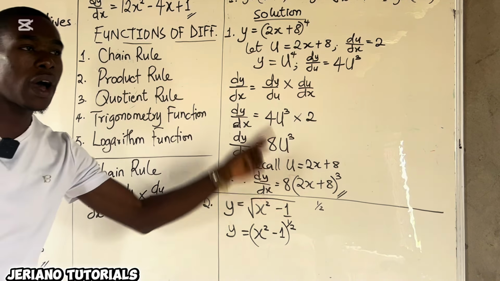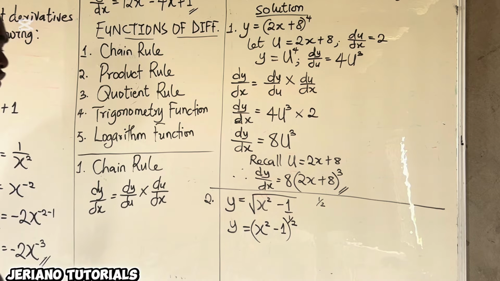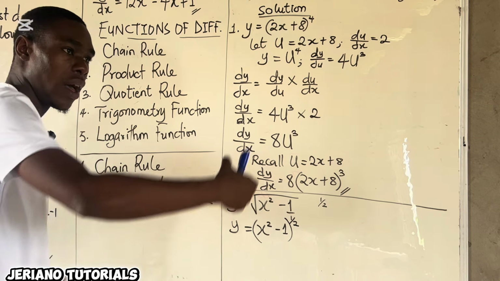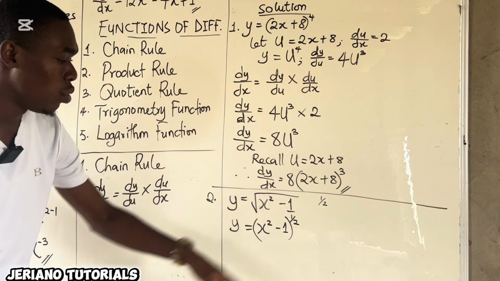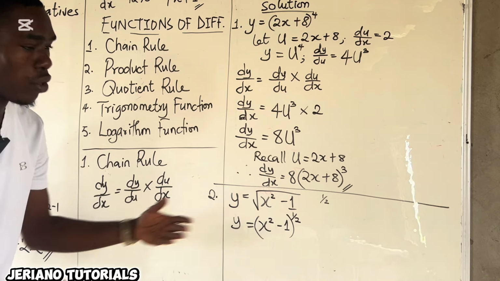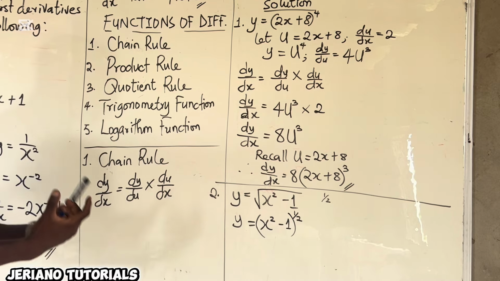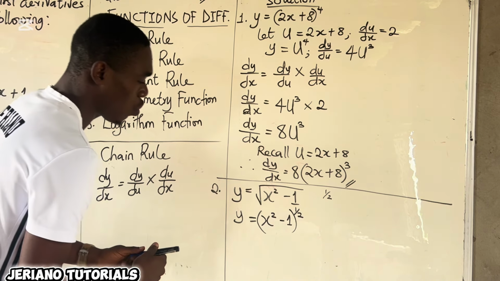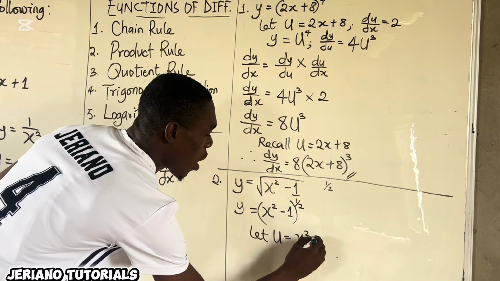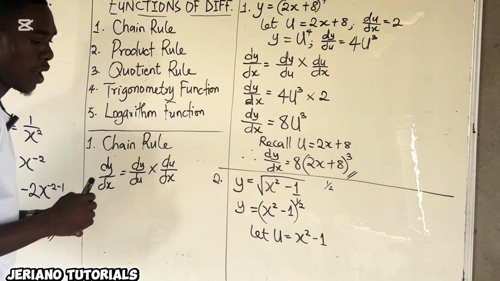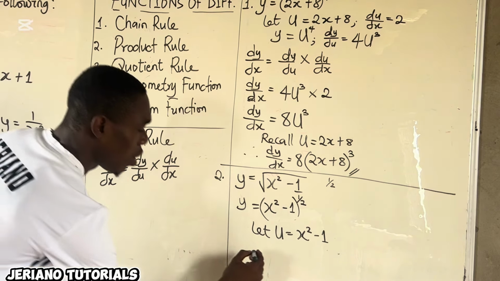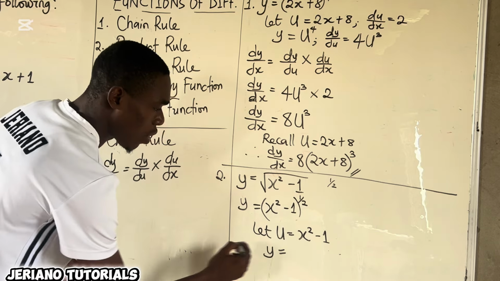This is called the root power law in our indices, which we did formerly. The square root of x squared minus 1 takes an inverse in the power, making it 1 over 2. Now, what do we have to do? We have to solve. To solve, we introduce u. That is the chain rule. Let u be equated to x squared minus 1, that is what is inside the brackets. Therefore, y is equated to u to the power of half.